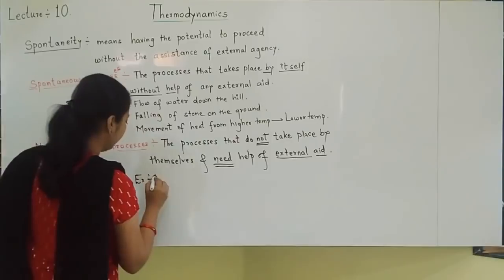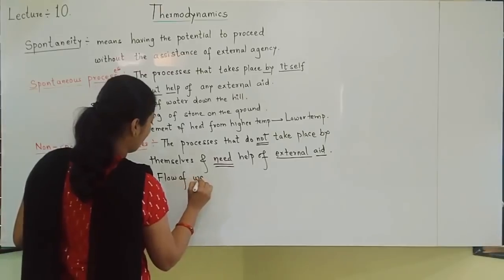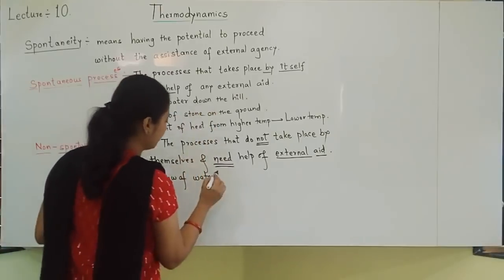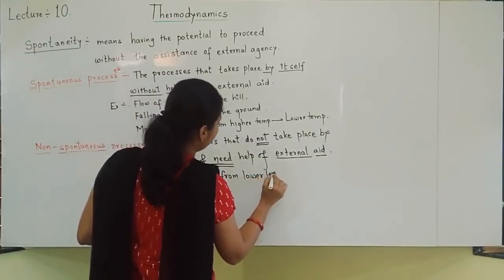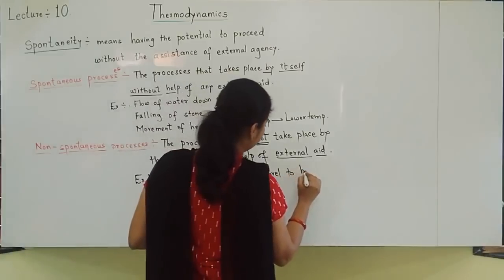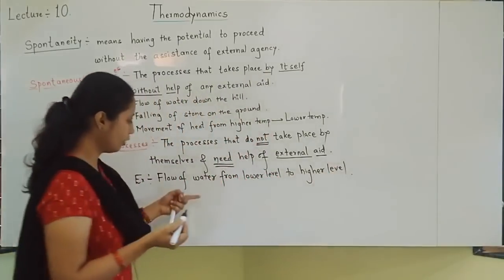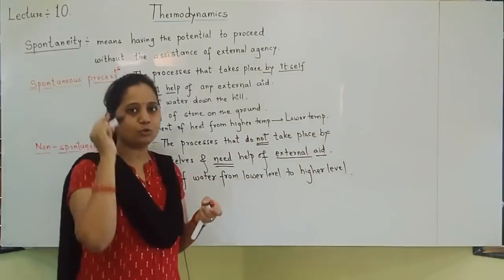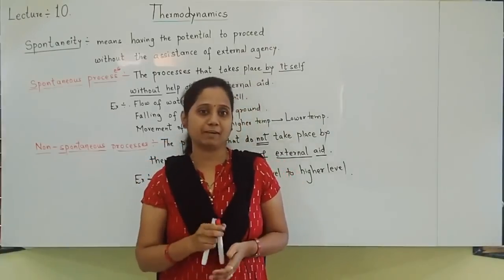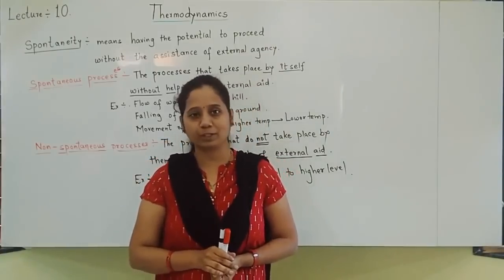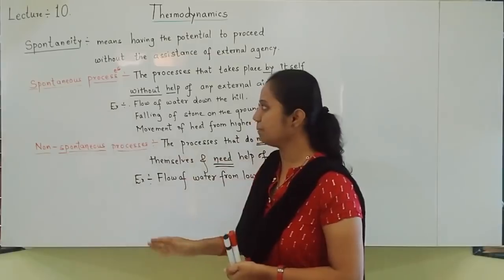Exactly opposite you can say flow of water from lower level to higher level. If water has to, we have to pump water from lower level to higher level. That time we will apply motor or something. Yes, so their help is required. Such processes are called as non-spontaneous processes. So understand students, definitions remember, examples remember.